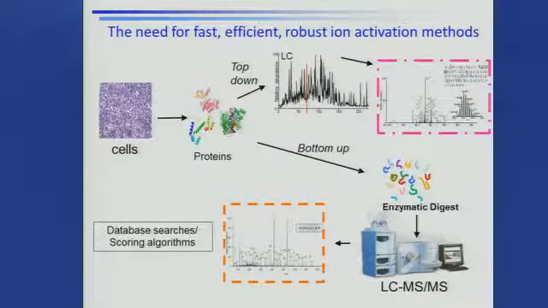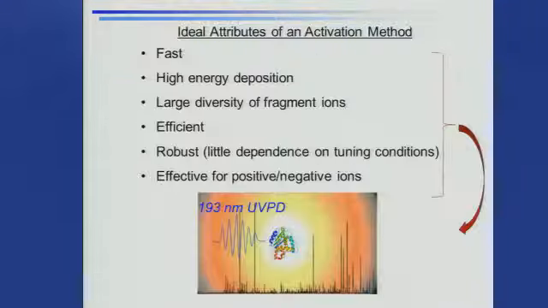Regardless of these methods, they call out for very fast and efficient, robust ion activation methods to generate interpretable fragmentation patterns that can be then used with database search and scoring algorithms and de novo methods, in some cases, to really sort out the information and piece it back together in a constructive manner. And so if you're thinking about developing a fragmentation method, you're focusing then on activation of these ions to get them to cleave in meaningful ways.